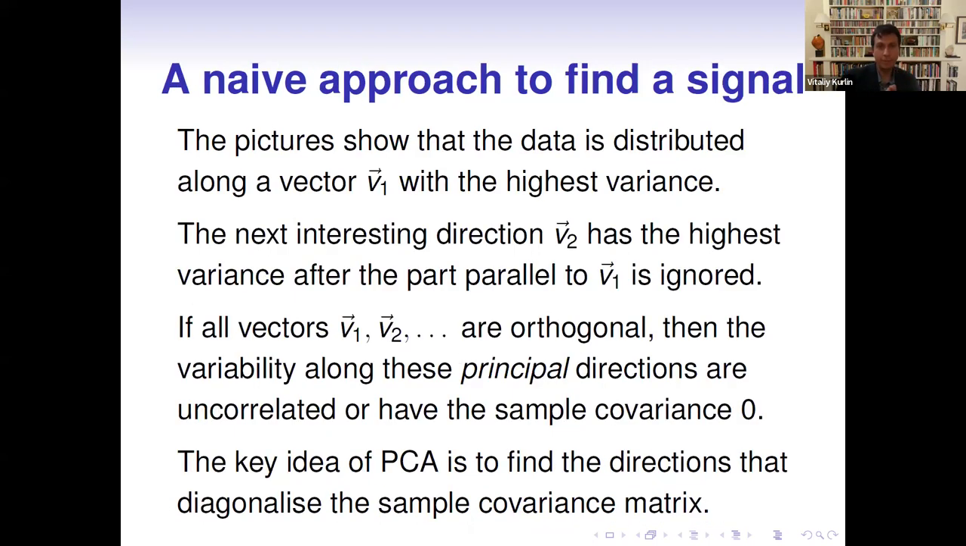So how could we do it naively? In the previous pictures, you see that we were looking for a vector with the highest variance, so the highest variation in our data along a specific vector. Imagine we have found such a vector, and then the next potential vector, if you're interested in, say, a two-dimensional projection, could be orthogonal, again with the highest variance, orthogonal to the first vector v1. So we ignore everything projected to v1 and consider only the second orthogonal projection. So a key idea of principal component analysis is to find these directions one by one, or more exactly, find directions that diagonalize the sample covariance matrix.